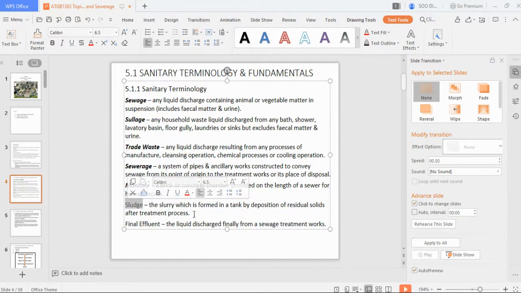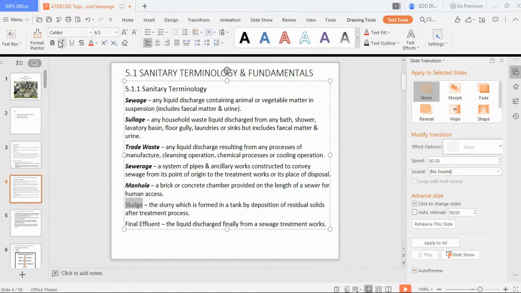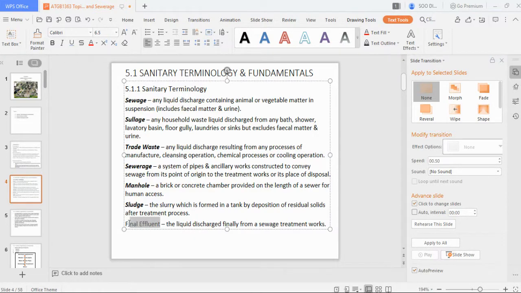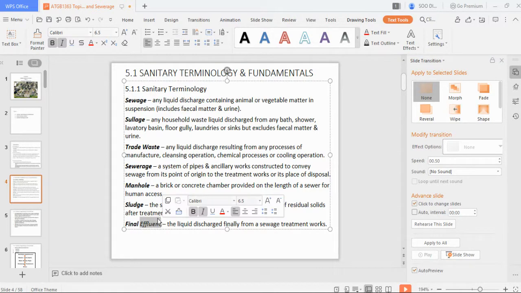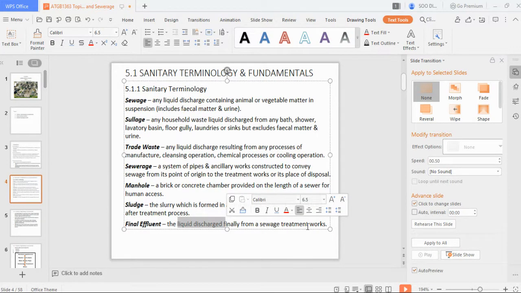And then we have our sludge. This is what is formed from the disposition of solid after the wastewater is being treated. And finally, we have our final effluent. So this is just a few terminology that we need to know about in sanitary in wastewater. Final effluent is a word for discharge. So the final discharge is from the sewage treatment.